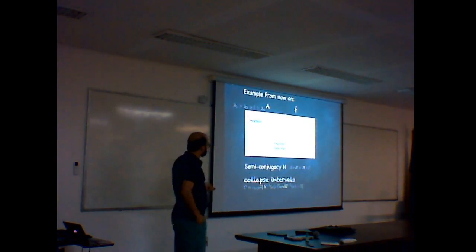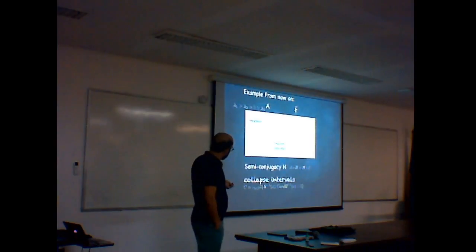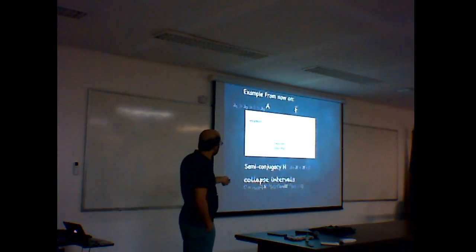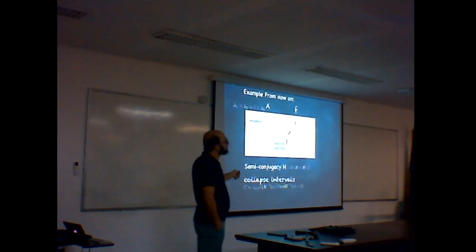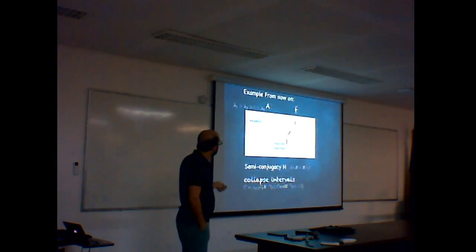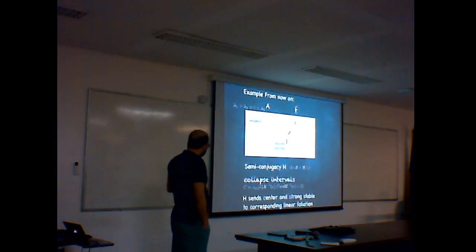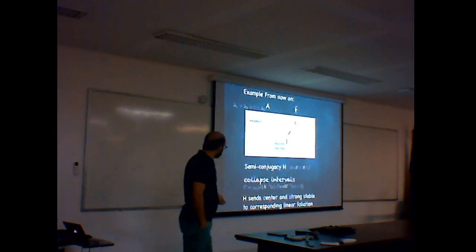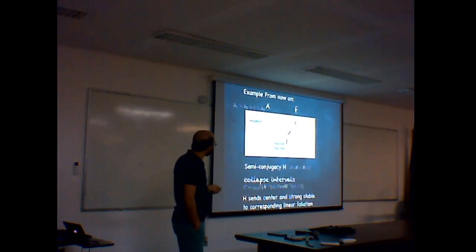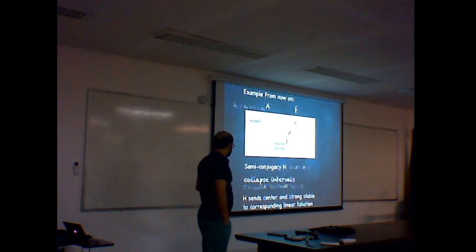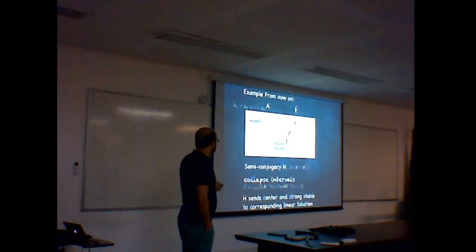Well, it is also well known that the semi-conjugacy fails to be injective on a union of some intervals, just intervals along the center foliation. So there are some intervals on the center foliation of the nonlinear one such that after the semi-conjugacy they collapse to points. And moreover, we know that H, the semi-conjugacy, sends the central leaves of F to central leaves of A, and also the strong stable foliation of F to the strong stable foliation of A.